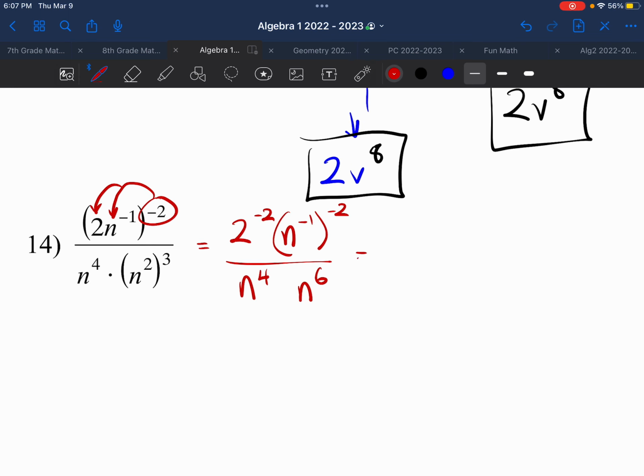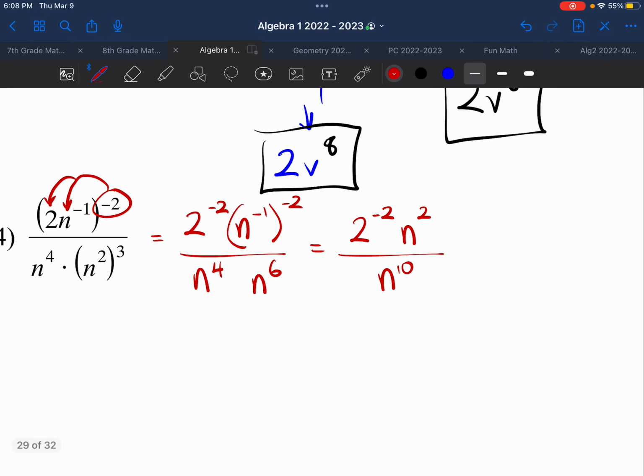From here, we can simplify a little bit further. I'm going to leave the 2 to the negative 2. We'll deal with you in the next step. And I'm going to multiply these powers. A negative times a negative is a positive, and 1 times 2 is a 2. So it's n to the power of positive 2. In the denominator, I can simplify yet again. Because of multiplication of the same bases, I can add the exponents 4 plus 6 and get n to the power of 10. All right.